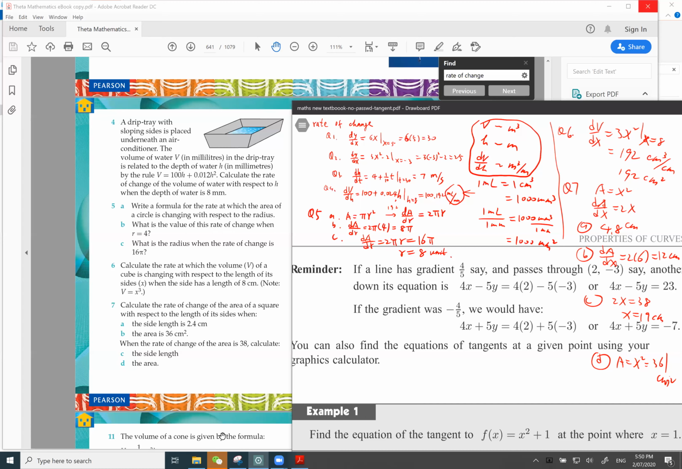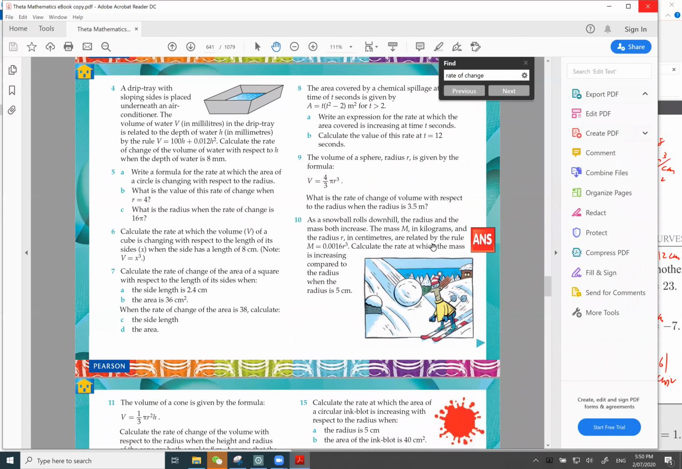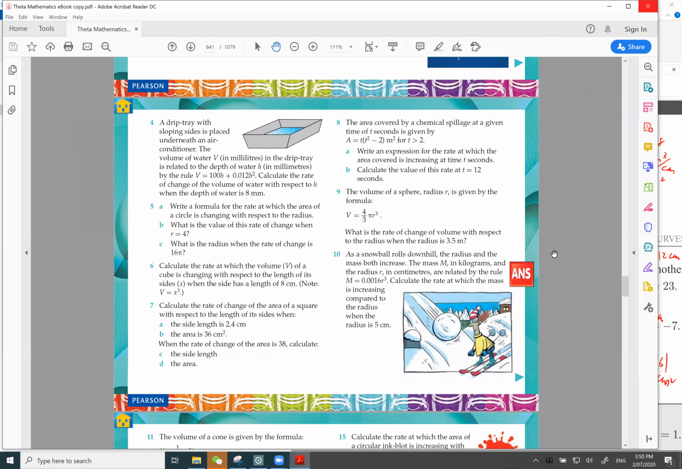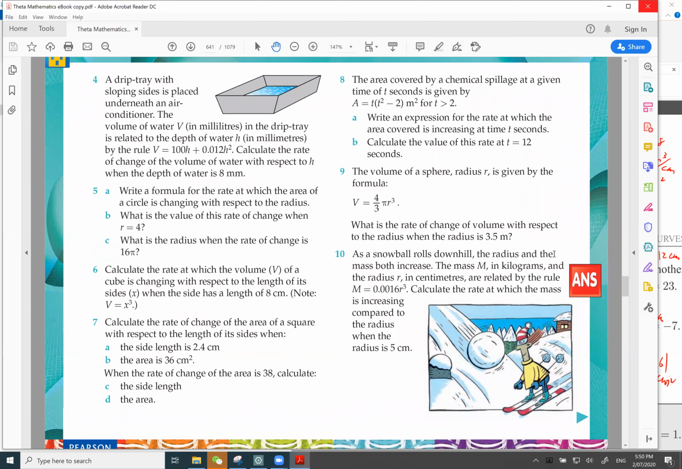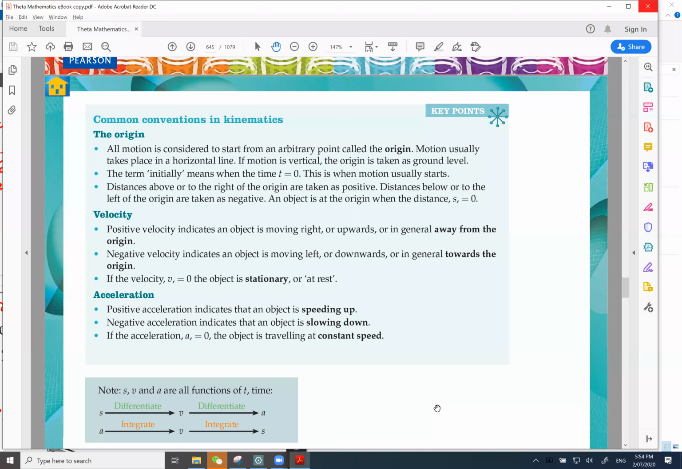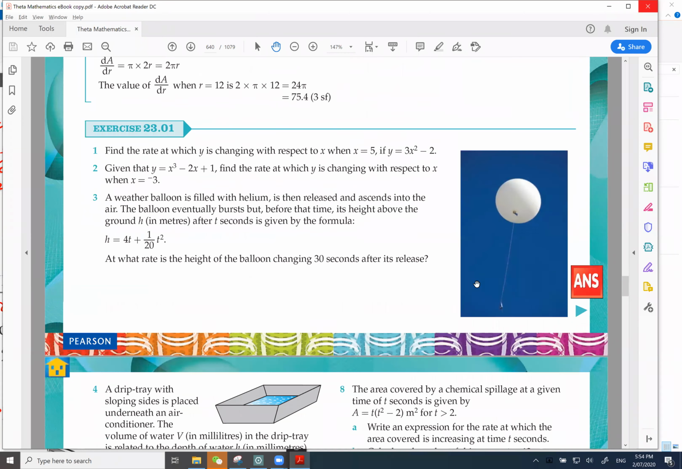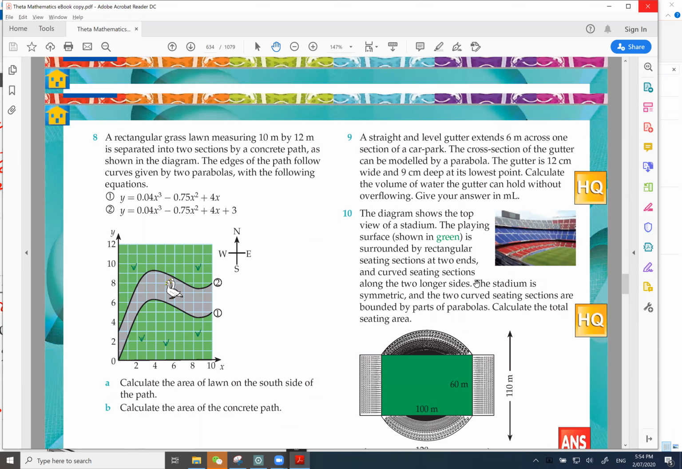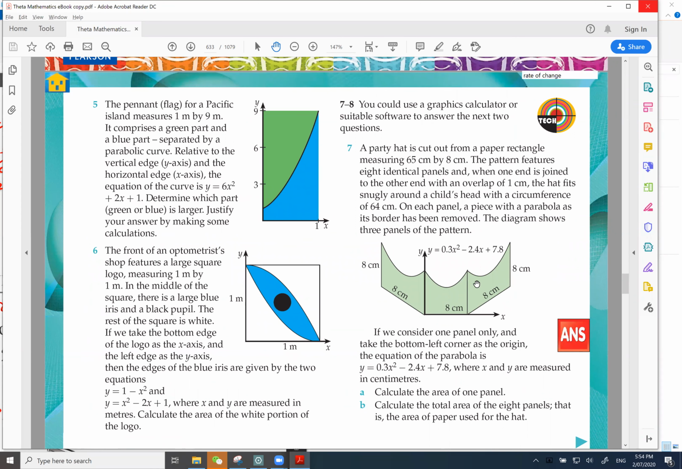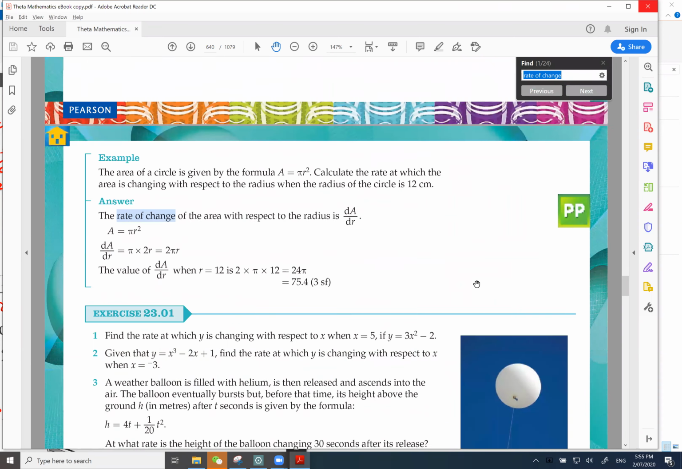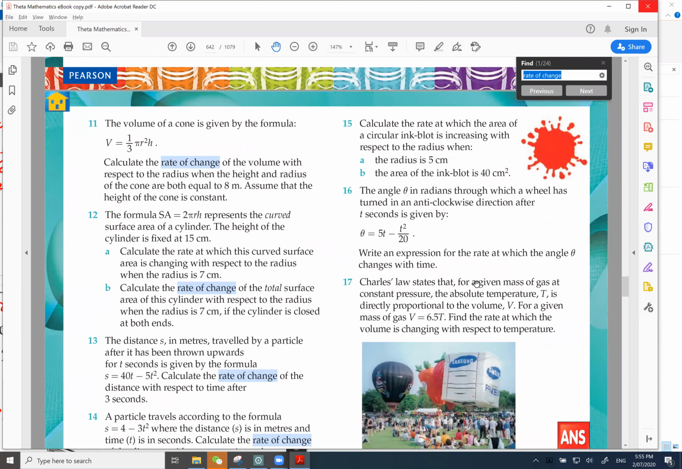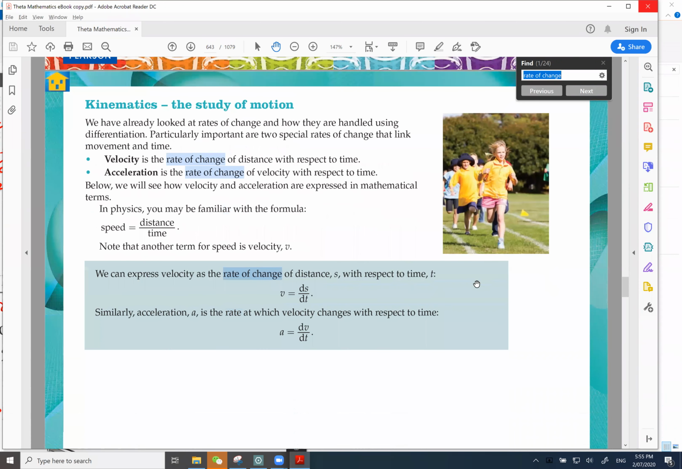Hey, the questions are a bit harder now. 8, 9, 10. So the rate of change here is pretty easy. Which page are we on? Okay. Oh yeah, this rate of change is very easy. Very easy. Okay, now we check kinematics.